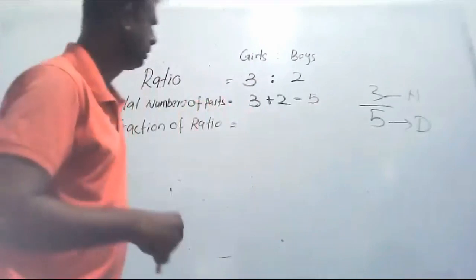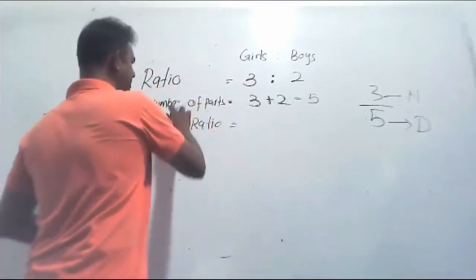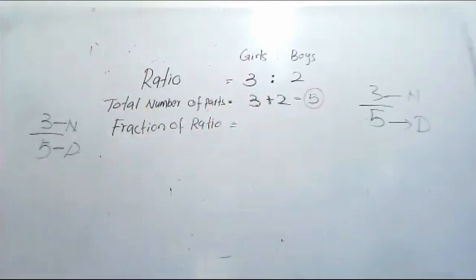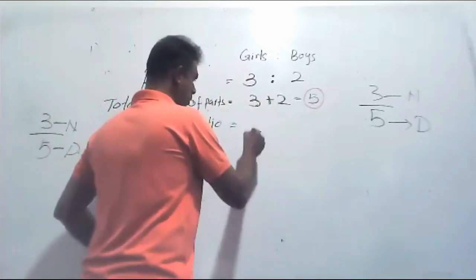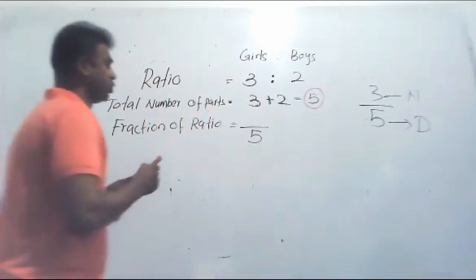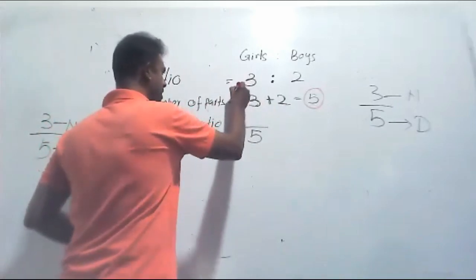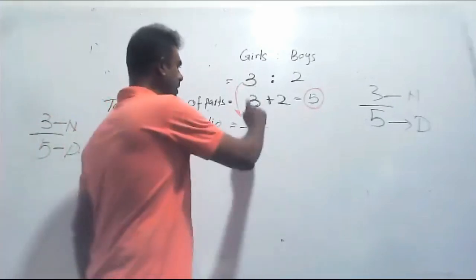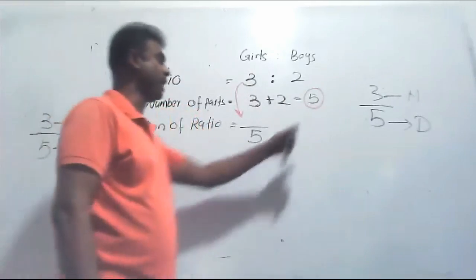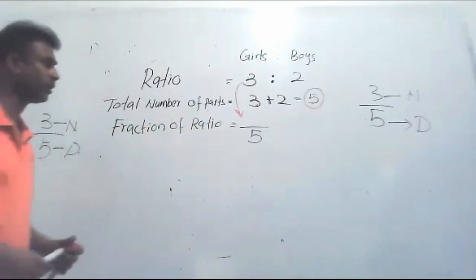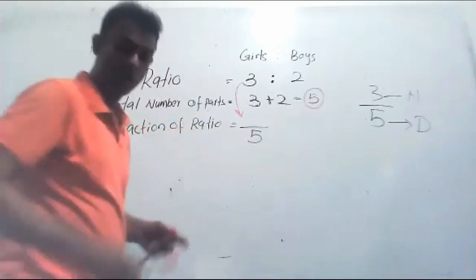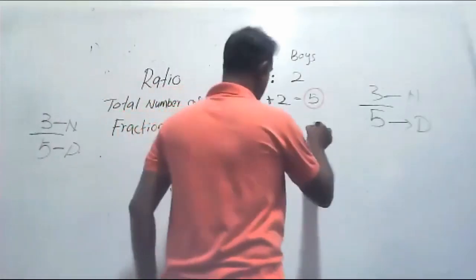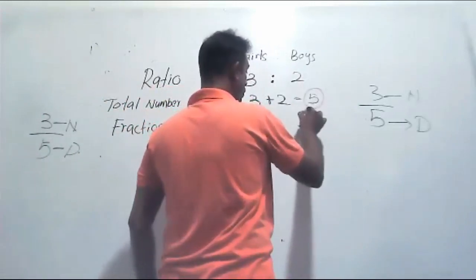See here, the total number of parts is the denominator. The denominator is 5. What is the numerator? The numerator should be taken from this term. This term is the numerator. For girls, the numerator is 3. The total number of parts means denominator, so the denominator is 5. Next one, the denominator is the same 5, and the numerator is 2.